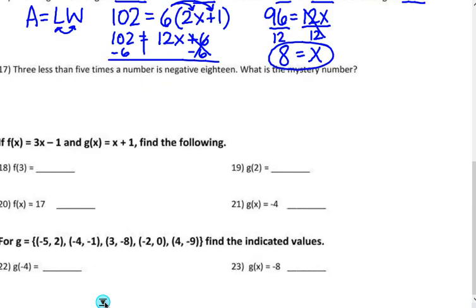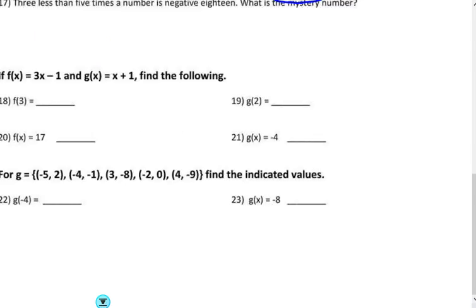All right, number 17, you have an example just like that on your word problem notes that we covered, so I think y'all can figure that out now. Let's look at these last couple function notation ones. This first one says if f of x is equal to 3x minus 1 and g of x equals x plus 1, find the following. So I'm going to look at number 18 and number 21 here.